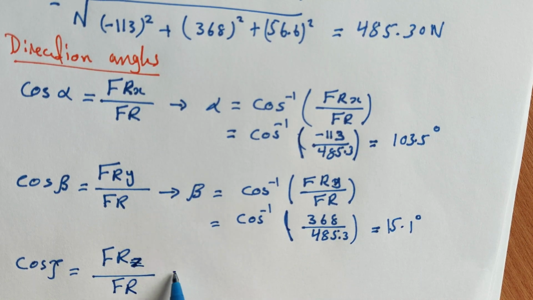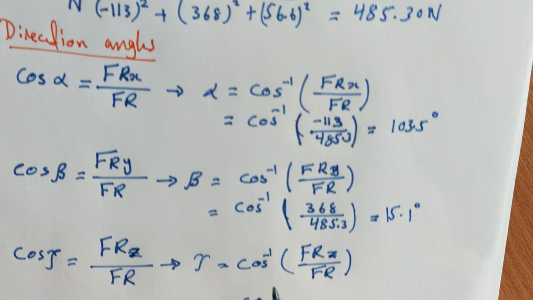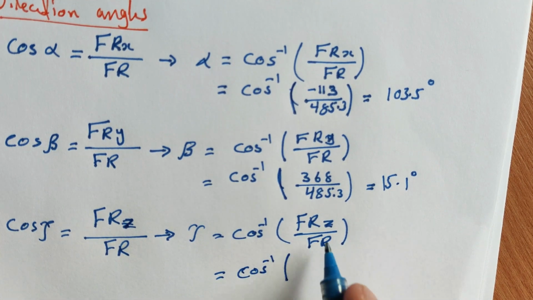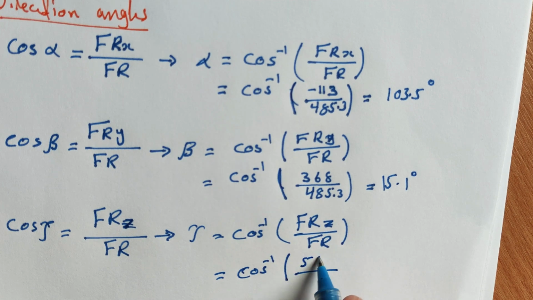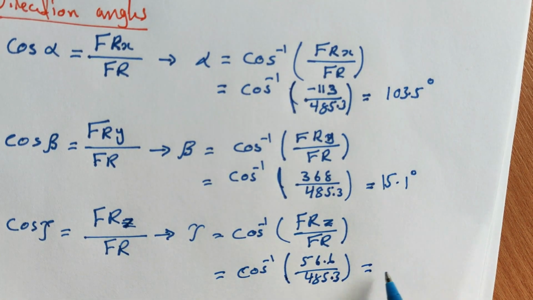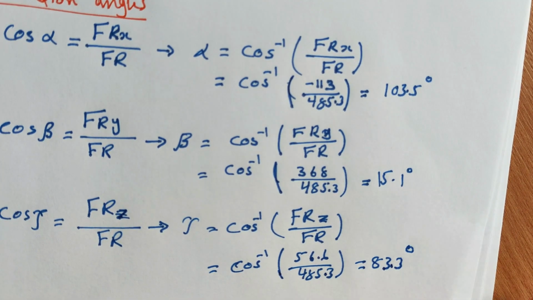is equal to the resultant force on the z direction or z axis divided by the magnitude. From here we can solve for gamma equal to the inverse cosine of the resultant force on the z direction divided by the magnitude of the force itself. Just plug in these values here, which is 56.6 divided by 485.3, and that should result in 83.3 degrees.